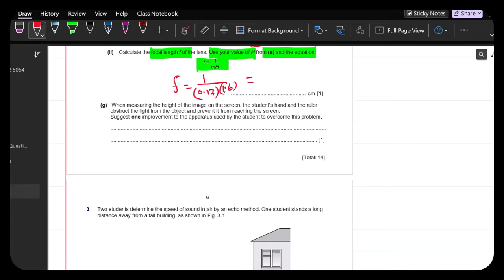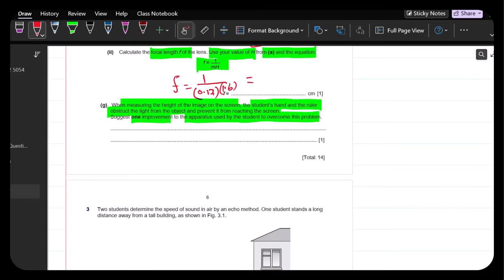Now, key part, when measuring the height of the image on the screen, the student's hand and the ruler obstruct the light from the object and prevent it from reaching the screen. So suggest one improvement to the apparatus used by the student to overcome this problem. The problem is that student's hand and the ruler obstruct, or you can say distract the light, or you can say create the hindrance on the path of the light which is coming from the object to the screen.